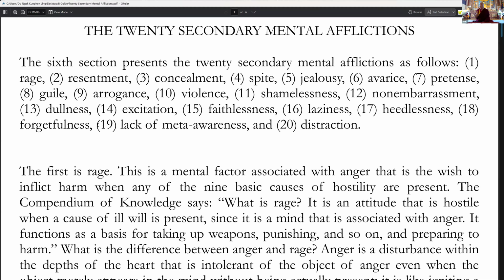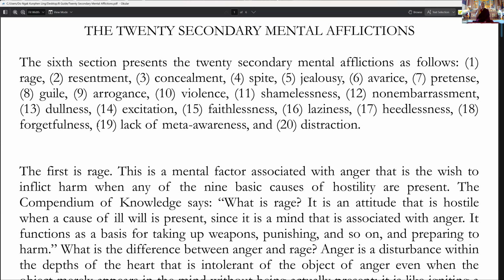Lack of meta awareness, or meta awareness? Yeah, meta awareness. Meta awareness is doing everything by knowing, it's awareness, right? But you're doing without any knowing. That's the lack of meta awareness. Yeah. Okay. As for saying the secondary mental affliction, it means all these are mental states. It's mind. It's not any physical form, or verbal actions, right?